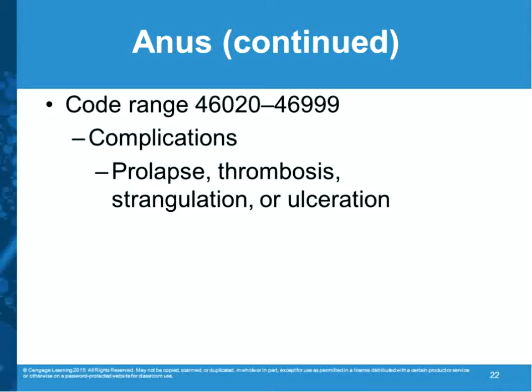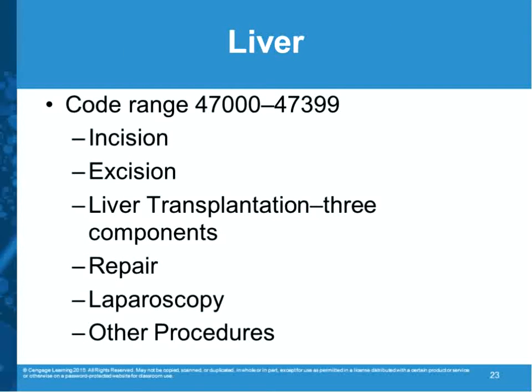Destruction of lesions in your anus, different ways. If you look there at your code 46900, you see that they have it divided out based on how they're going to do the destruction. Is it cryosurgery, laser, so forth. Destruction of hemorrhoids is also here. Fissures. Destruction of a fissure. And then you got an unlisted procedure code under your other procedure section. That closes out your procedures on the anus. And from there we go to some of your accessory structures in the digestive system, starting with your liver.